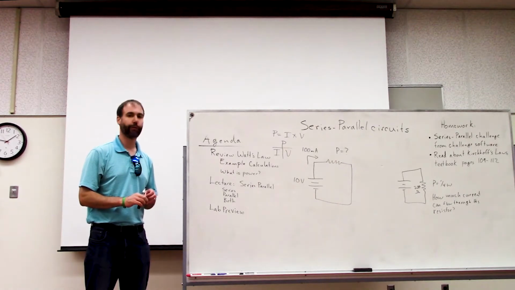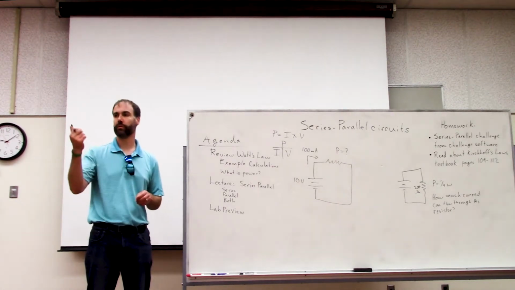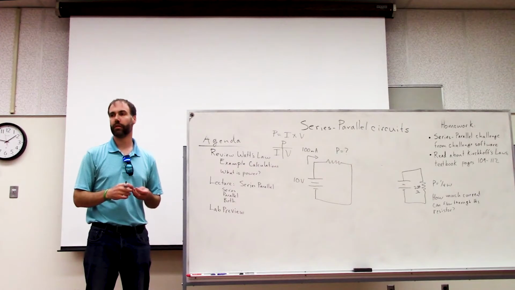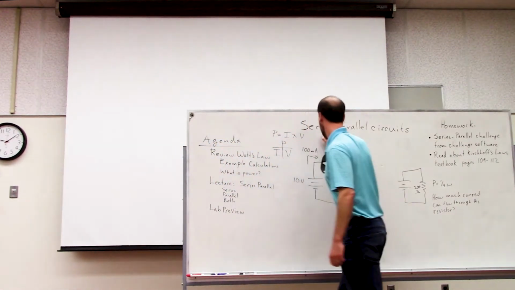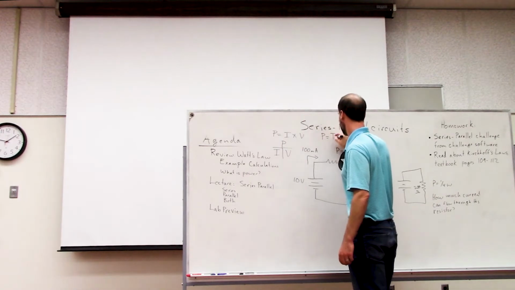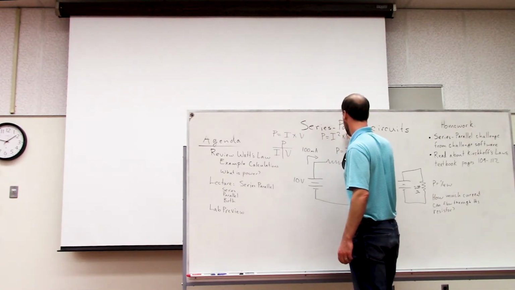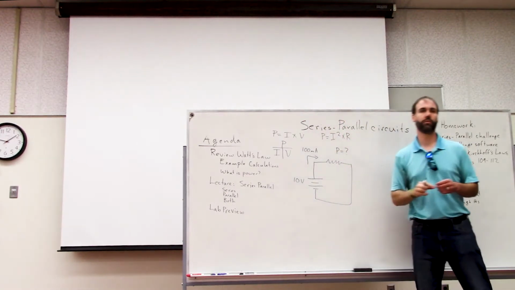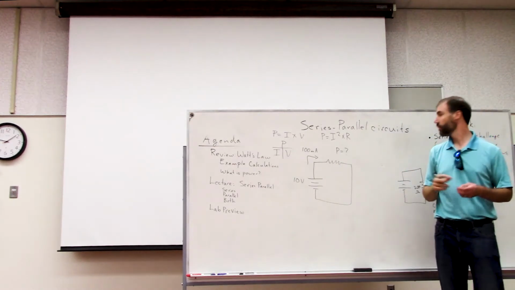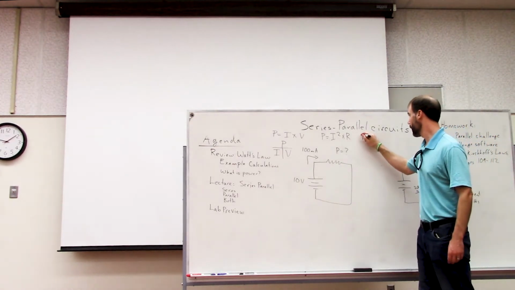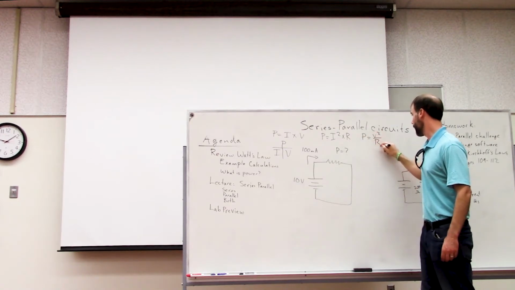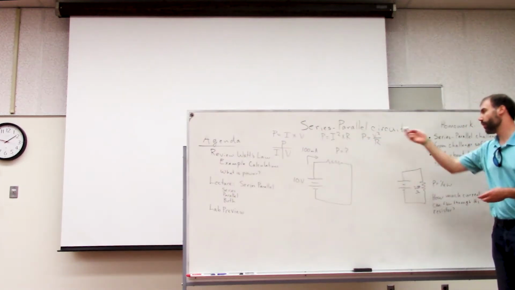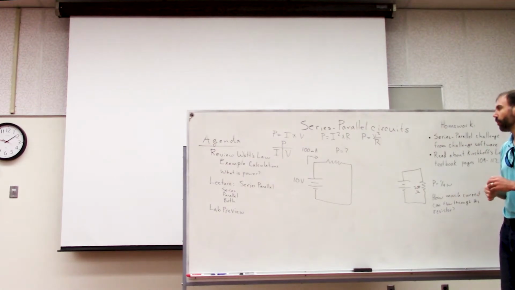There were a couple of other forms also. Anybody remember? Yeah. Power is equal to current squared times resistance. Sure. Good. And one more? Yeah. Power equals voltage squared divided by resistance. Exactly.